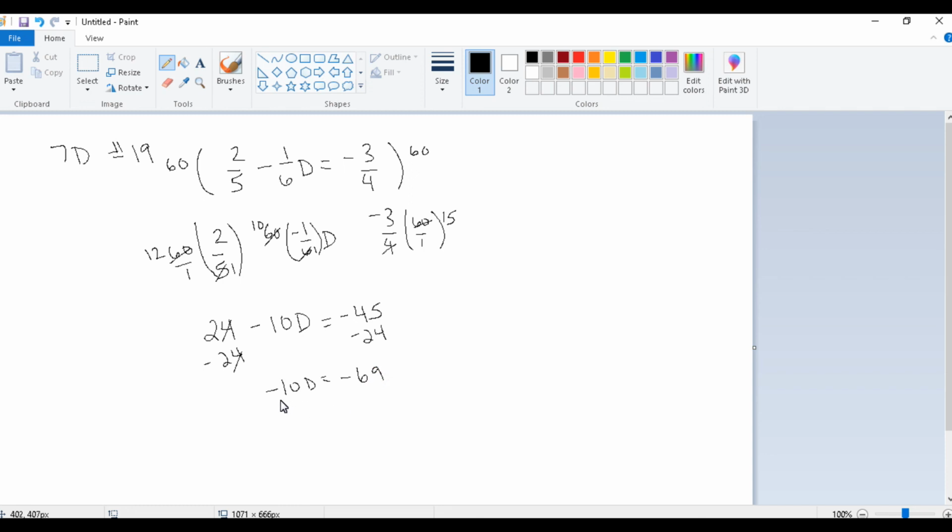I'm going to divide by negative 10, divide by negative 10. That side will just be D, and then a negative divided by negative will be a positive. 69 divided by 10 is 6.9.